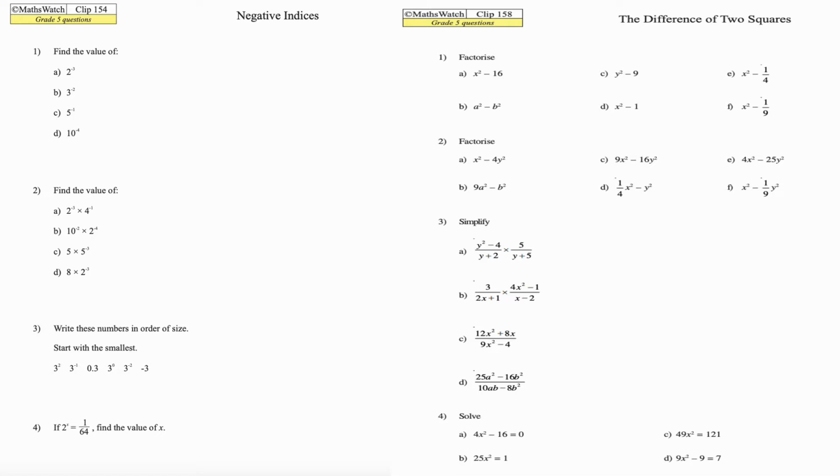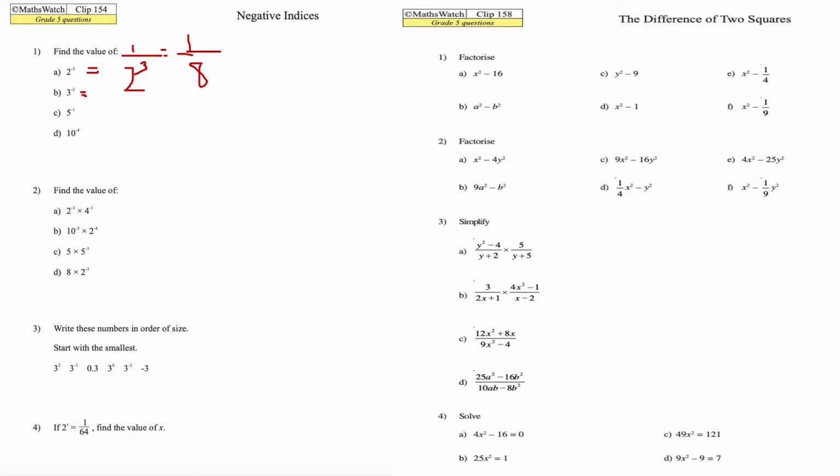This is question number 1. Part A, find the value of 2 to the power of minus 3. Well, the minus is the reciprocal, so it's 1 over 2 cubed. So 1 over 2 to the power of 3. 2 cubed means 2 times 2 times 2, which is 8. So the answer is just 1/8.